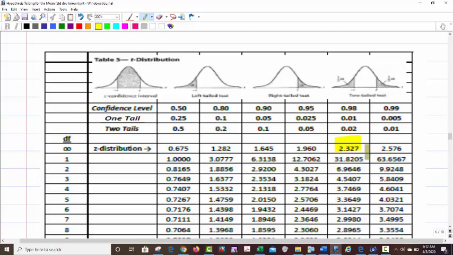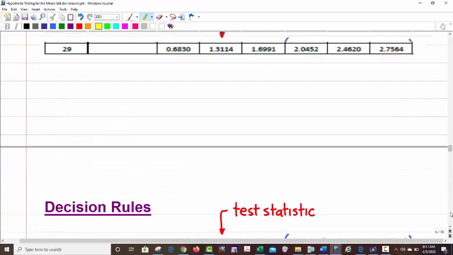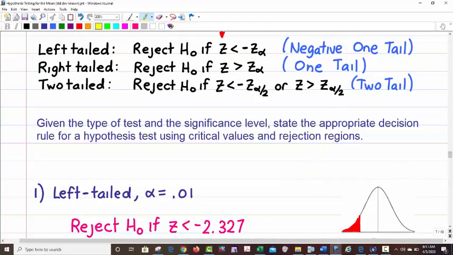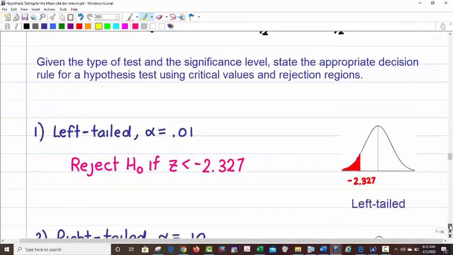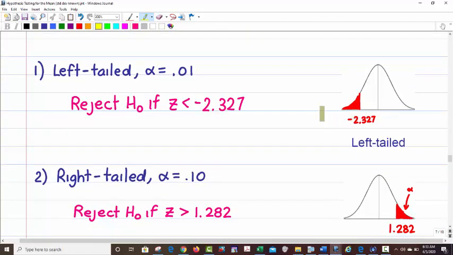So it's important that we did not pick the two-tailed 0.01 number. That would have been the wrong answer. So we're going to reject the H0 if your test statistic z happens to be less than negative 2.327, which I just kind of drew a graph of here.